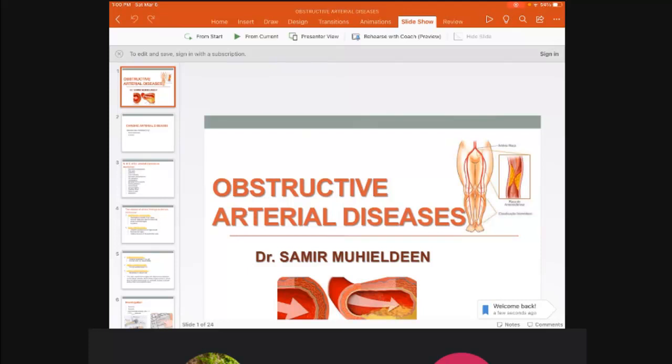Cardiovascular surgery. I hope that you have got some information regarding cardiac surgery and vascular surgery. This is very important for your future career to deal with this problem, either in practice or in your academic future and your progress.